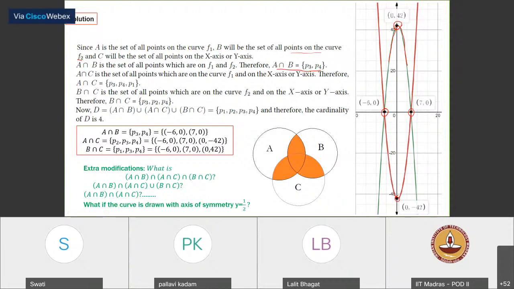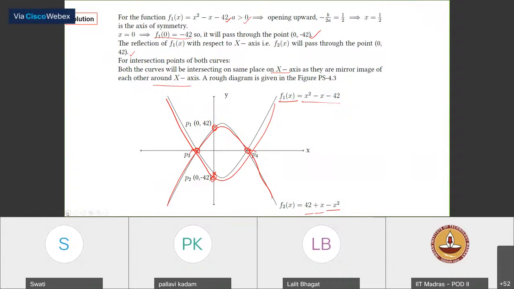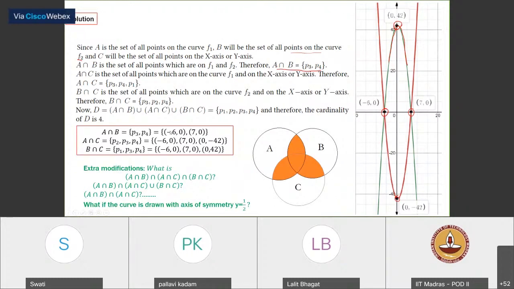So what are P3, P4? P3, P4 are those points on the x-axis, right? So minus 6, 0. That point lies on both F1 and F2. The points are where the reflections match with each other, where the two curves meet. So those points are minus 6, 0 and 7, 0.